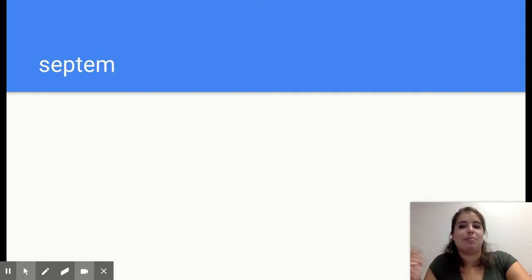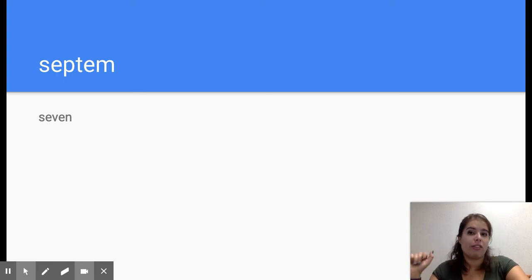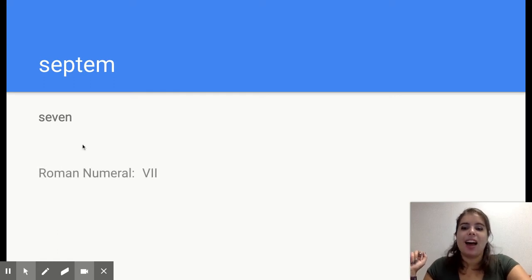Septem. Septem is our Latin word for 7. And this is actually where we get the word September from. In the original calendar, before we have it exactly how it is today, the months January and February weren't added until later, so September was originally the 7th month of the year, and it was named after the Latin word for 7, very creative. Eventually, January and February were added, and September was no longer the 7th month, but they just kept the name the same. The Roman numeral for 7 is VII, so it's like 5 plus 2. Kind of think of it that way.